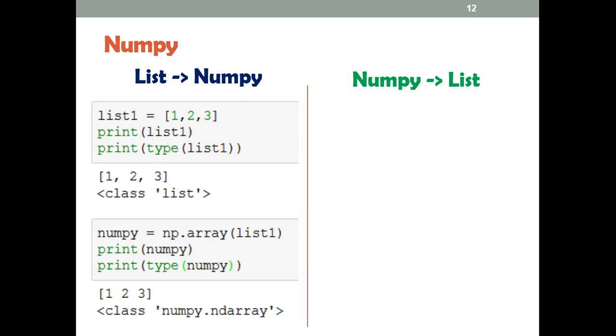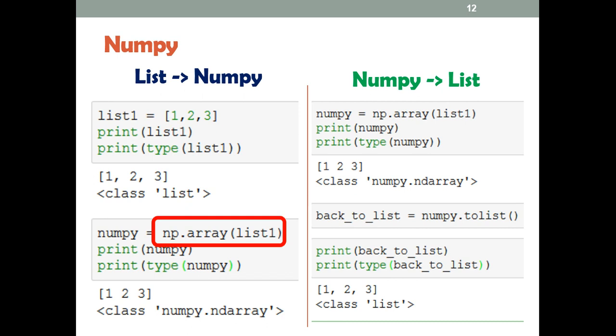Then I have printed list1 and also checked the type of it. Here I have used the function np.array and passed the list1 object to it. Now I have also checked the type and printed it, which is an ndarray. On the right-hand side I have converted the NumPy array back to a list.